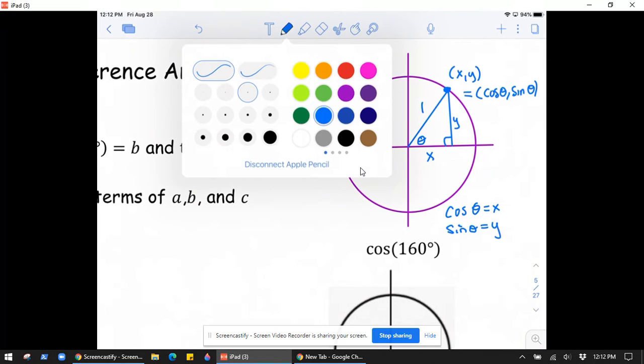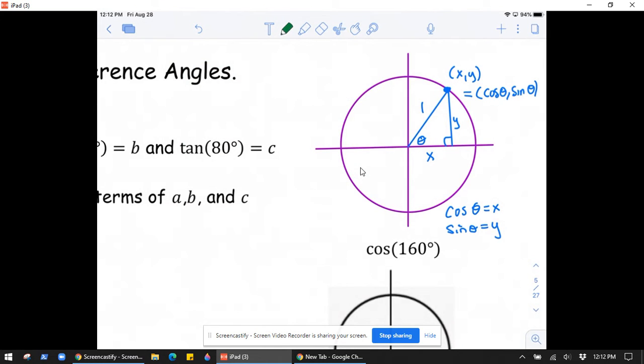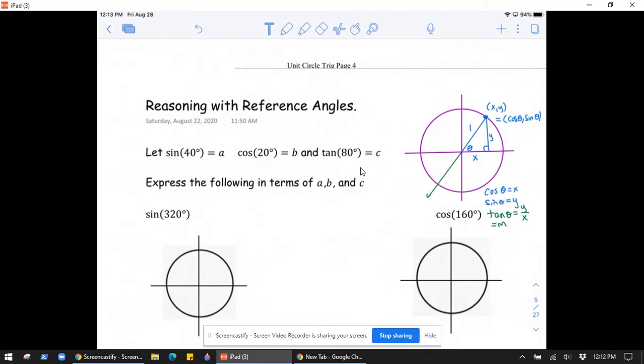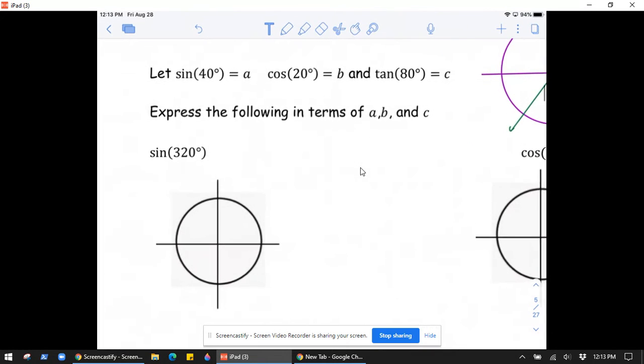And then the last thing to think about is that because tangent is opposite over adjacent, tangent of theta equals the y coordinate over the x coordinate. That's also the slope of this line. Okay, so the slope of this line, I'm going to extend it. The slope of the line is rise over run, but the rise is y and the run is x. That's also the tangent of angle theta. So let's see if we can use that idea to do some of these problems.